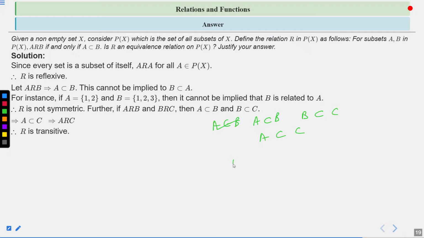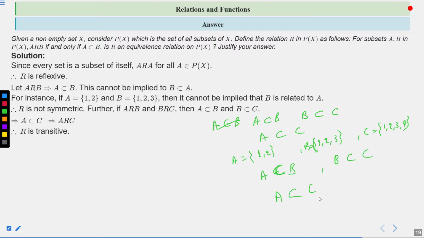Clear? Suppose A is {1, 2}, B is {1, 2, 3}, and C is {1, 2, 3, 4}. So here A is a subset of B, and B is a subset of C. You can see that A will be a subset of C. So the condition for transitivity is satisfied. Got it?